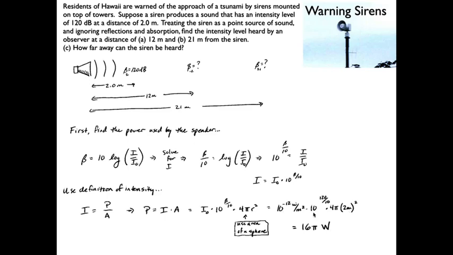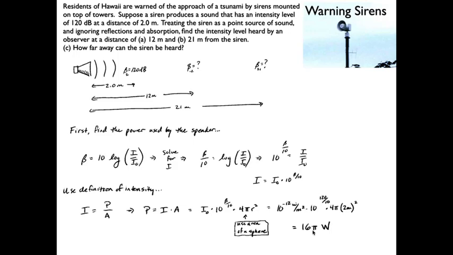10 to the minus 12 times 10 to the 12, well, that just washes out. That's just 1. And so I've got 4 pi times 4, that's 16 pi watts. And I'm just going to leave the pi in there because it's going to cancel out in a subsequent calculation.